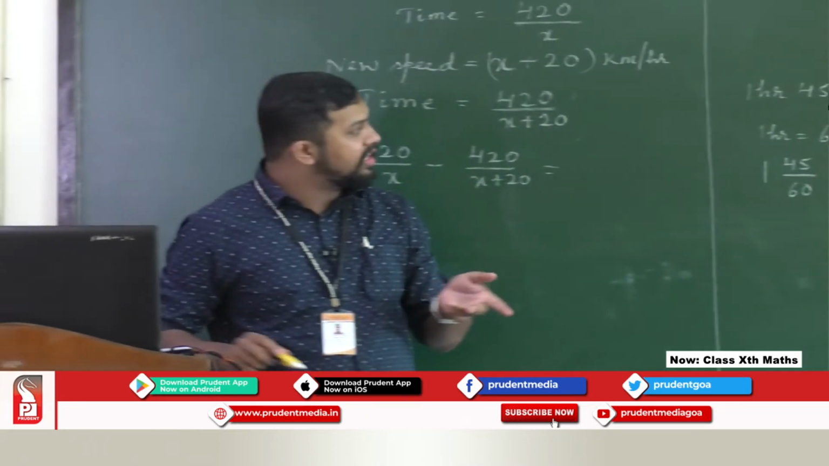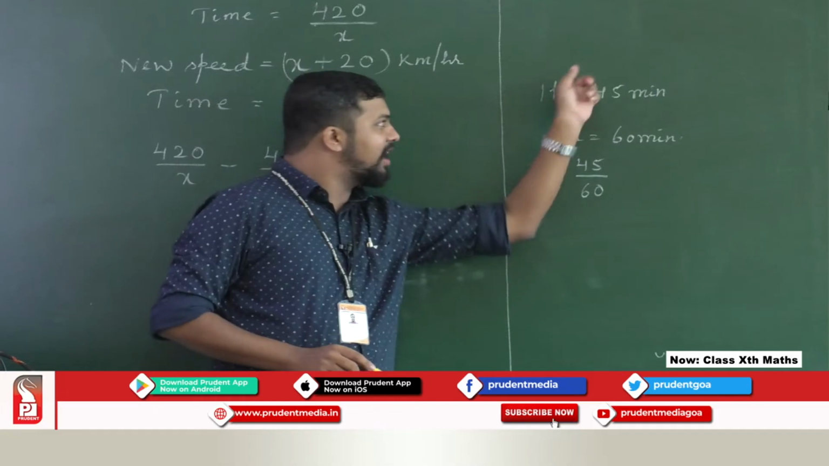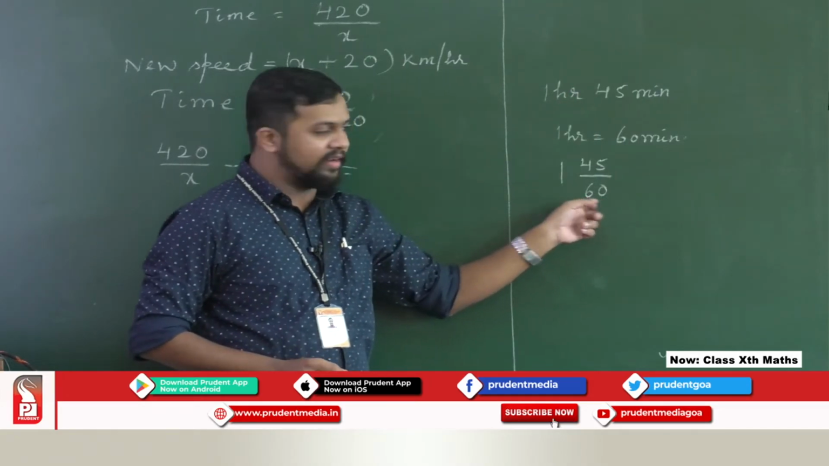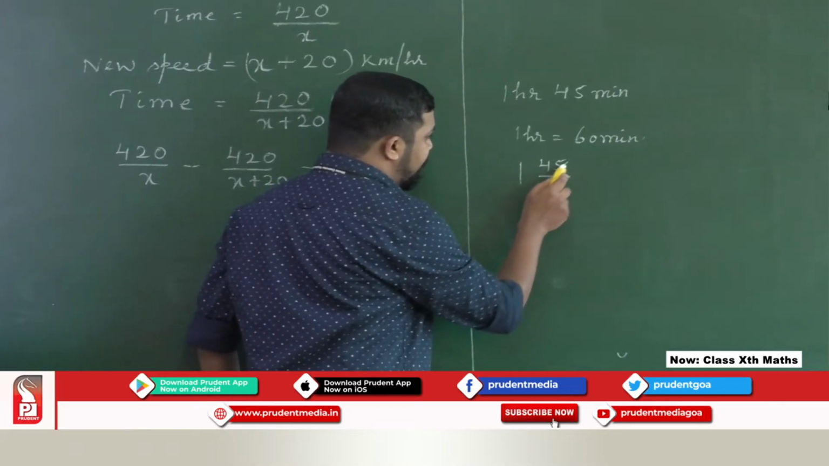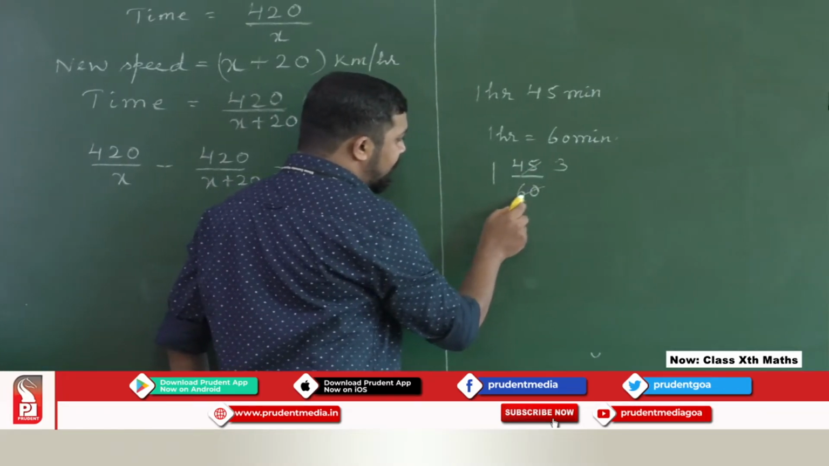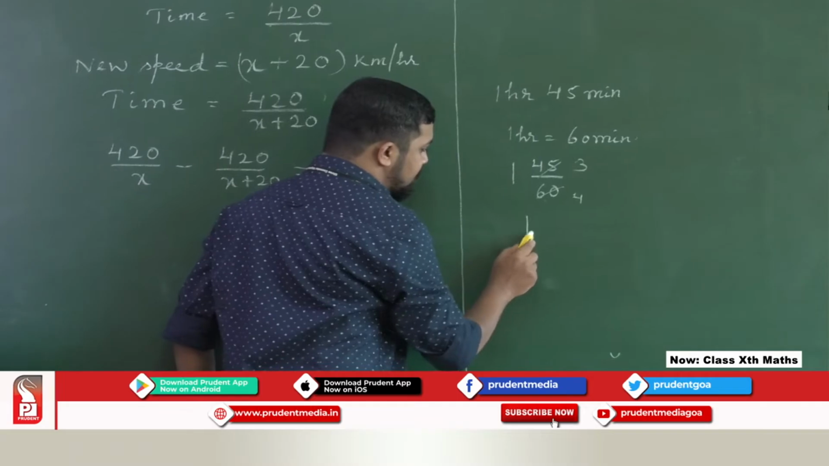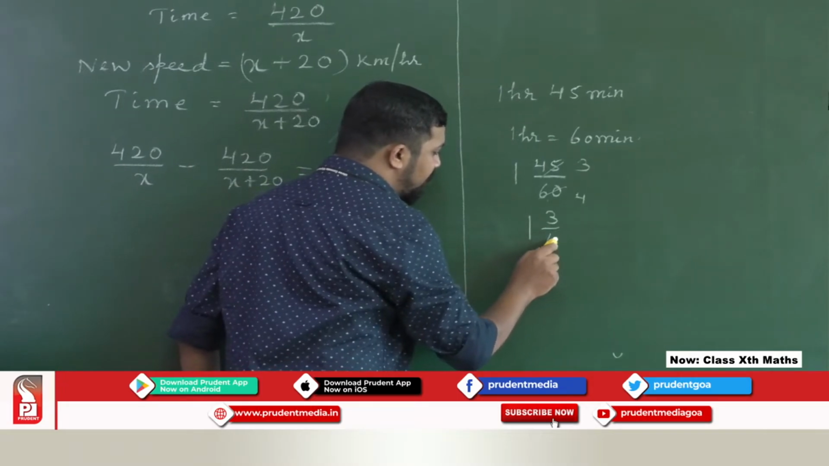And here in this case, what is there? Small, minutes, and we are going to hours. So we have to divide. So divide by how much? 60. So I will cancel this 15 table. 15 3s are 45, 15 4s are 60. So I will get 1 3 by 4.